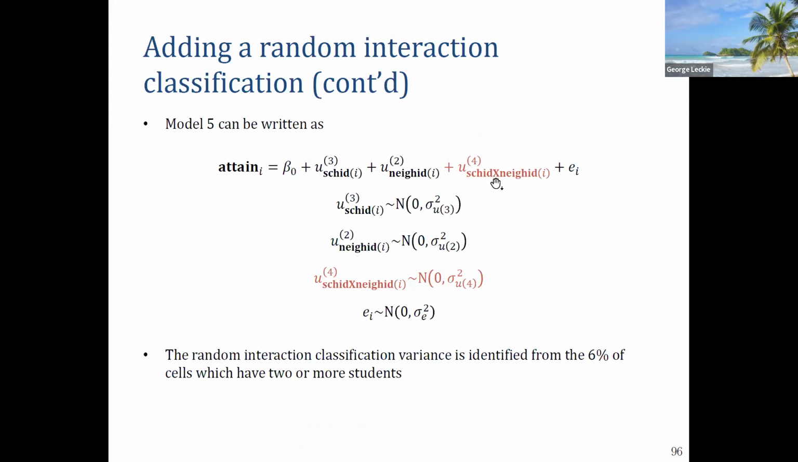So here we've got our fancy notation. You generate a new variable in your data set, which is a unique ID for every combination of school and neighborhood you observe. There can be lots of those, and many of them are going to have only 1 kid. That goes in as a new level of analysis in the model, another random effect.